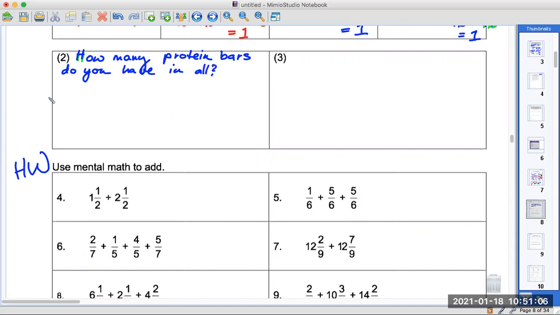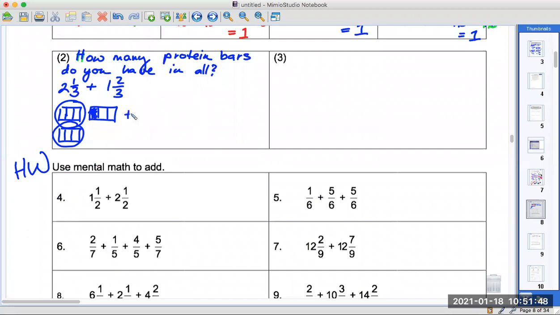How many protein bars? So you have 2 1/3 plus 1 2/3 protein bars. Okay, so a picture, 2 1/3. Now the denominator tells me how many equal parts I need to divide each one by. So it's all the ones that are divided by 3. So I got 2 whole, so I got this one, and then I have 1/3. Okay, so that's a photo picture.